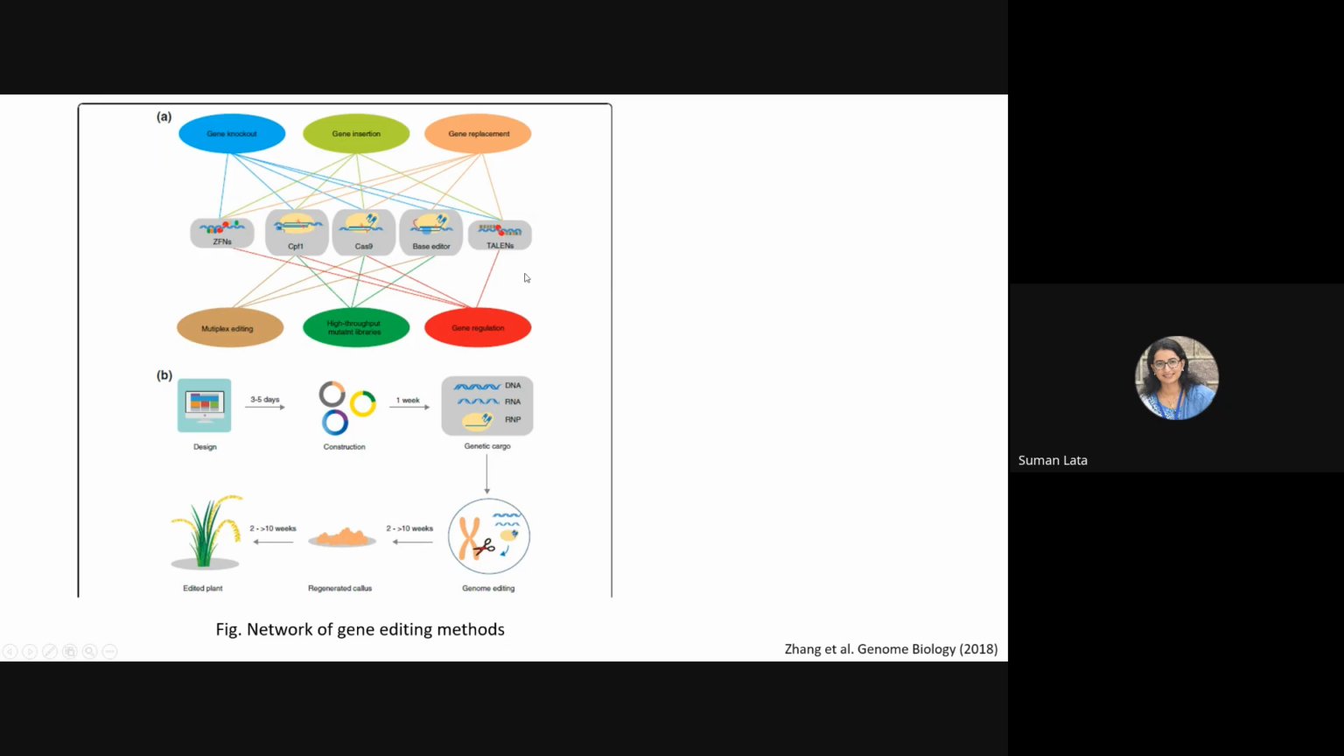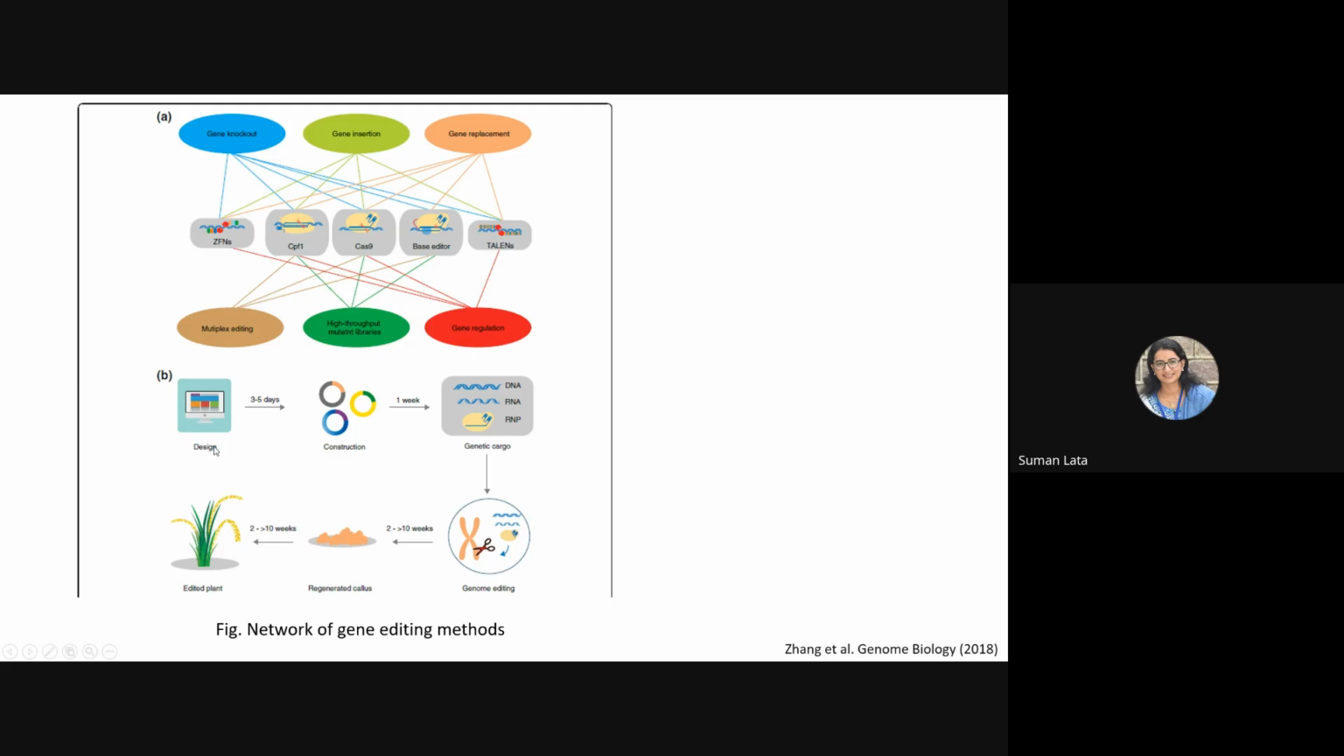So this is the network of the gene editing methods, what we can do: we can do gene knockout, gene insertion, and gene replacement. These are the different gene editing methods, like ZFN, CFF1, Cas9, base editor, TALENs. We can do multiplex editing, high throughput mutant libraries, and gene regulation. So this is the overall strategy one has to follow.